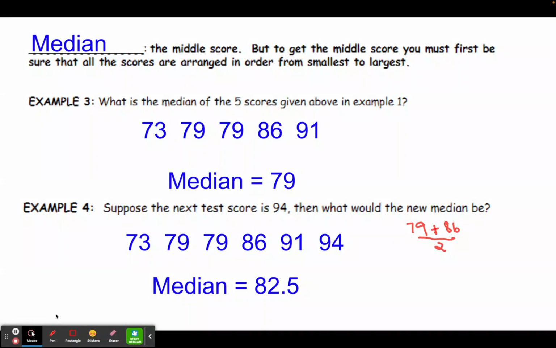If you have an odd number of scores in your list, usually the median score will be one of the scores in the list. But if not, then you're going to get a value that is not part of the scores in your list.